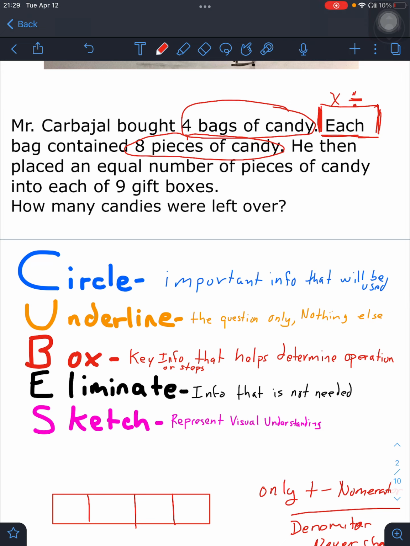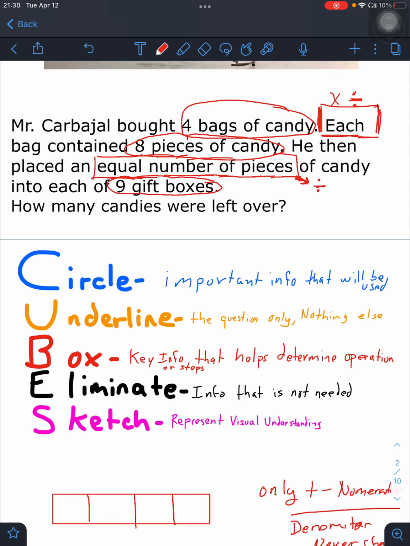He then placed an equal number of pieces of candy into each of 9 gift boxes. 9 gift boxes, important information. And here's my other clue, my key word that's helping me create my plan. Equal number of pieces of candy into each. Okay, so because of this box right here, I'm able to determine that at some point I will have to be dividing. I will have to create equal groups.